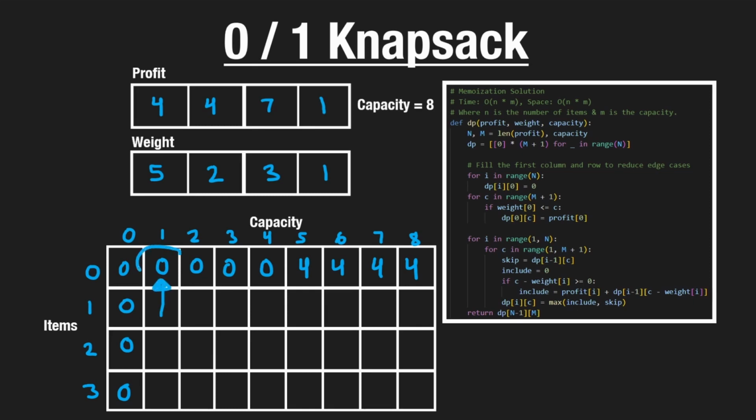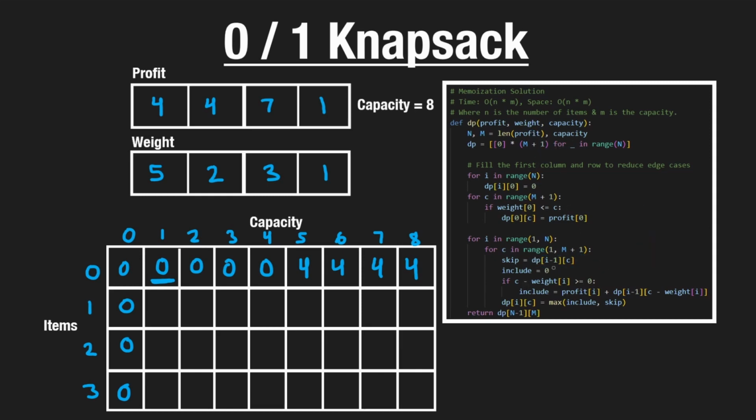We can see what was the max profit we calculated with a capacity of 1 that did not include this item and it only included this item. Well, that profit was 0. And this is the line of code that we would do that with. If you go back and look at the recursive solution, you'll notice that we actually did this line with a recursive call. We're simply moving it from a recursive call to accessing our DP cache instead.